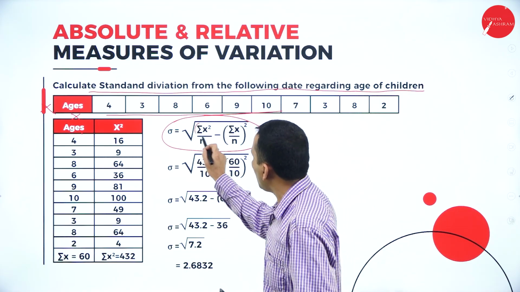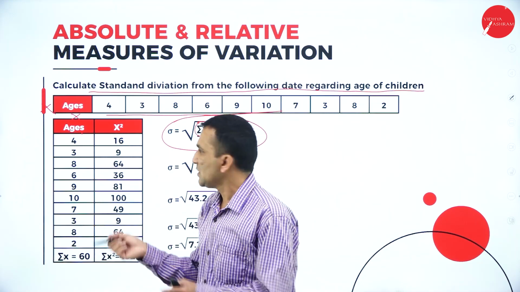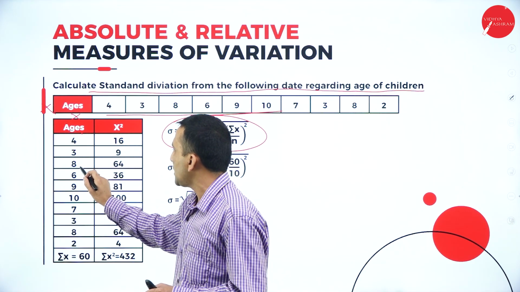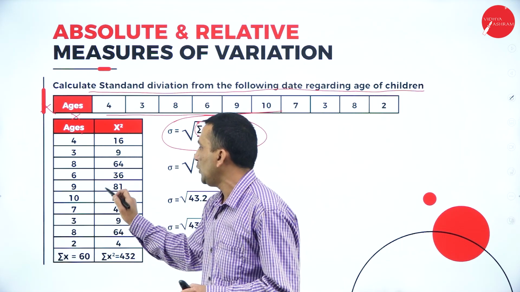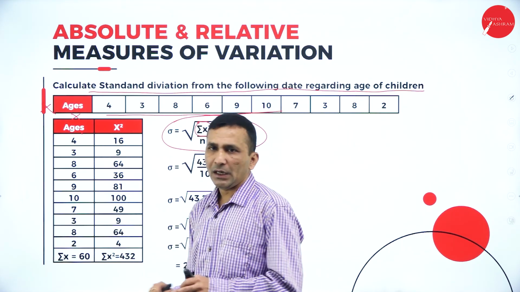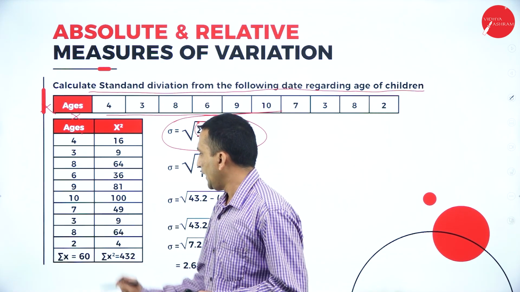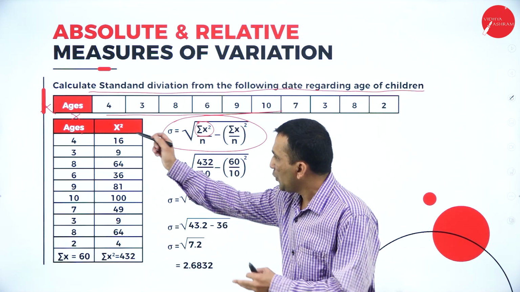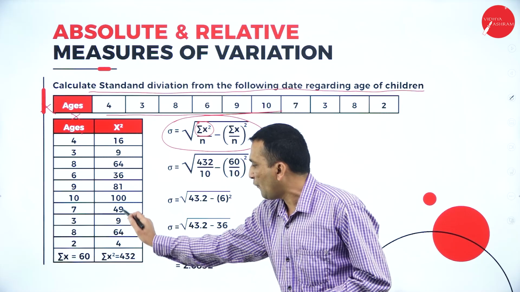Now according to the formula, x square is required. So just multiply two times. Square: 4 into 4 is 16, 3 into 3 is 9, 8 into 8 is 64, 6 into 6 is 36, 9 into 9 is 81, 10 into 10 is 100, 7 square is 49, 3 square is 9, 8 square is 64, 2 square is 4. Now take this total, that is your sigma x square, which is equal to 438.